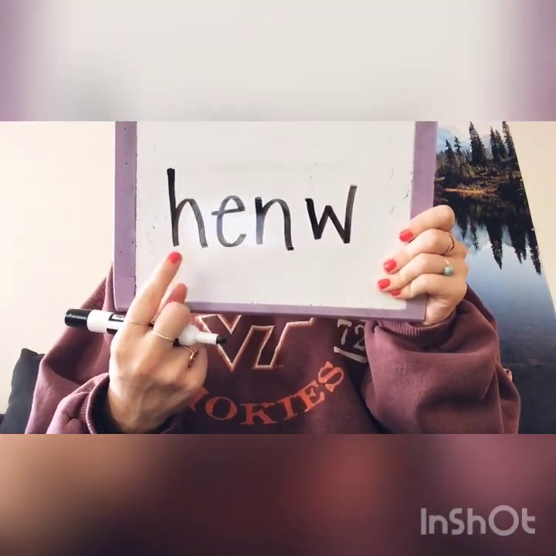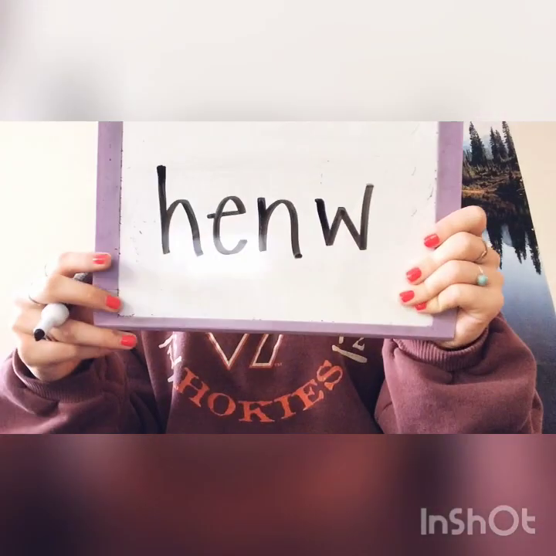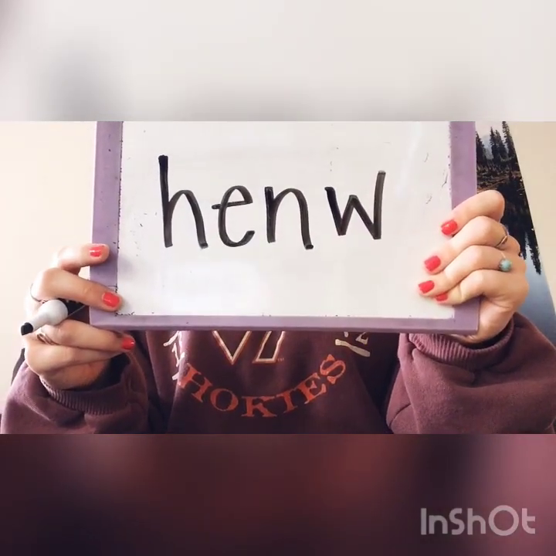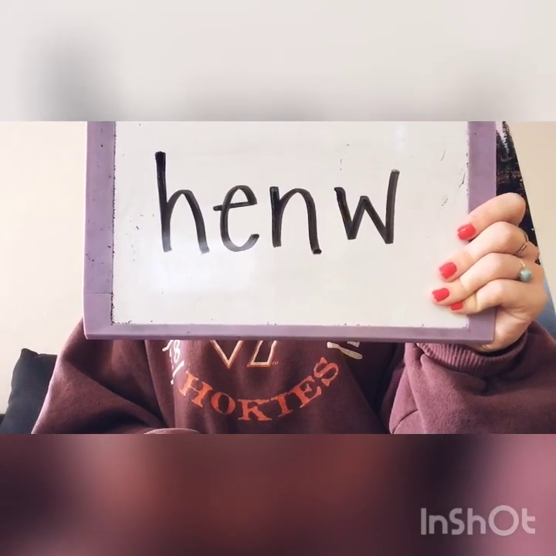I'm going to scramble it up for us. Let's see. So here is our word. We have an H, an E, an N, and a W. So you're going to unscramble those letters. Pause the screen for a minute if you need.